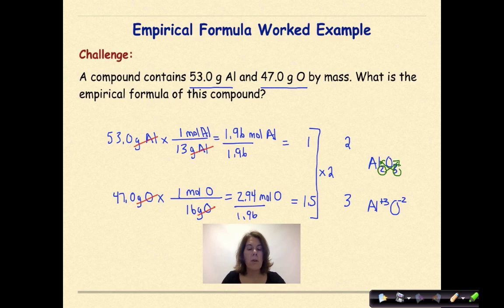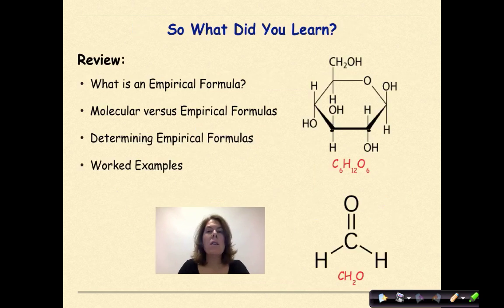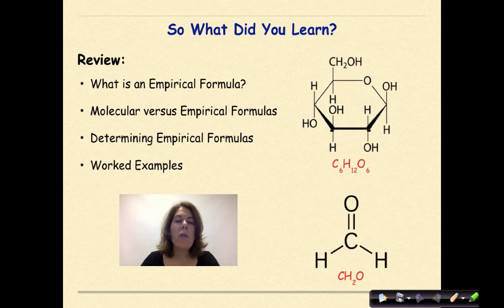Our metal is going to have a positive charge. Our nonmetal is going to have a negative charge. And in the end, this all works out. So in situations like this, it's sometimes common to say, does this make sense, and to check your work. So what did you learn? We went over the basics of what is an empirical formula. We talked about the difference between molecular and empirical formulas. We worked through how to determine an empirical formula, and then finally we did some worked examples.